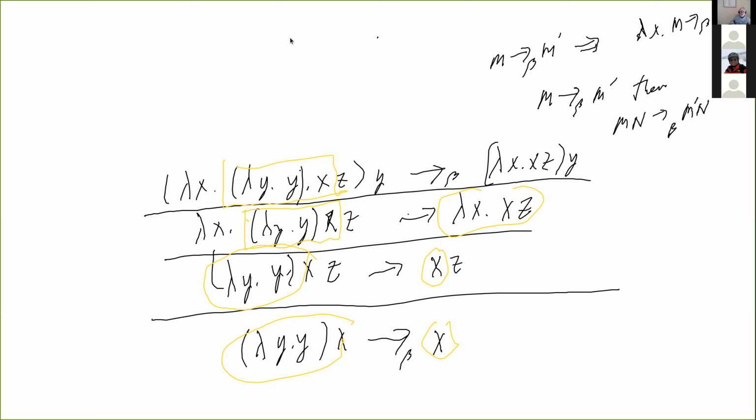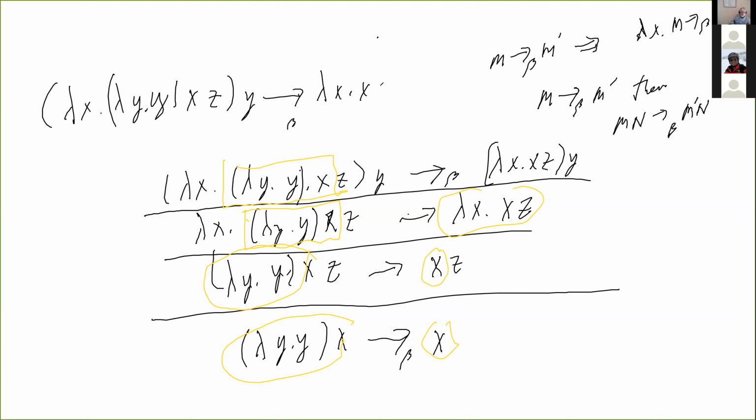So does anybody see, is there an error in here? Let me just see: lambda x dot lambda y dot y applied to x, applied to z, applied to y. So that beta reduces to, by doing this inner one, lambda x dot, the inner one reduces to just x z, and I still have that applied to y. And so that is exactly what we have here.